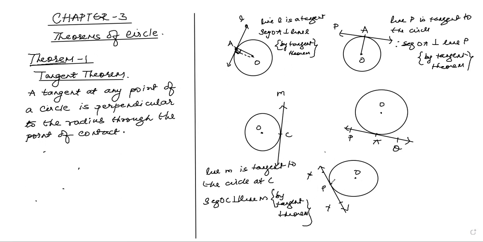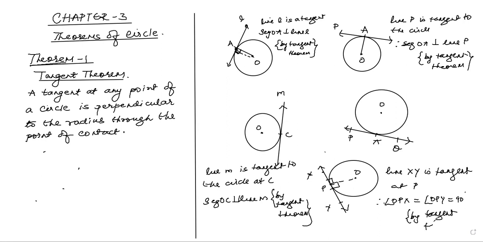Again, children, here what is given? Line XY is tangent at P. So what should come to your mind? Therefore, angle OPX equals angle OPY equals 90 degrees. Perpendicular means the same, it makes an angle of 90 degrees. And the reason should be by tangent theorem.